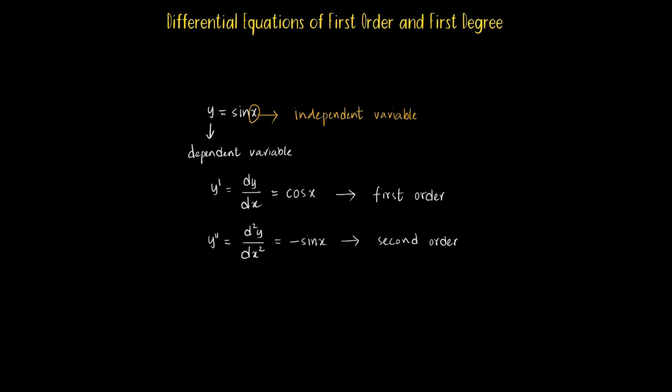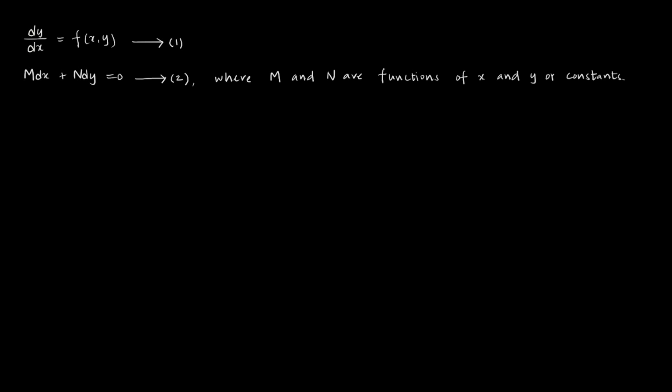Let us thoroughly understand the topic of differential equations of first order and first degree. There are two standard forms of differential equations of first order and first degree. They are dy by dx equals f of x comma y, and m dx plus n dy equals 0, where m and n are functions of x and y or constants.